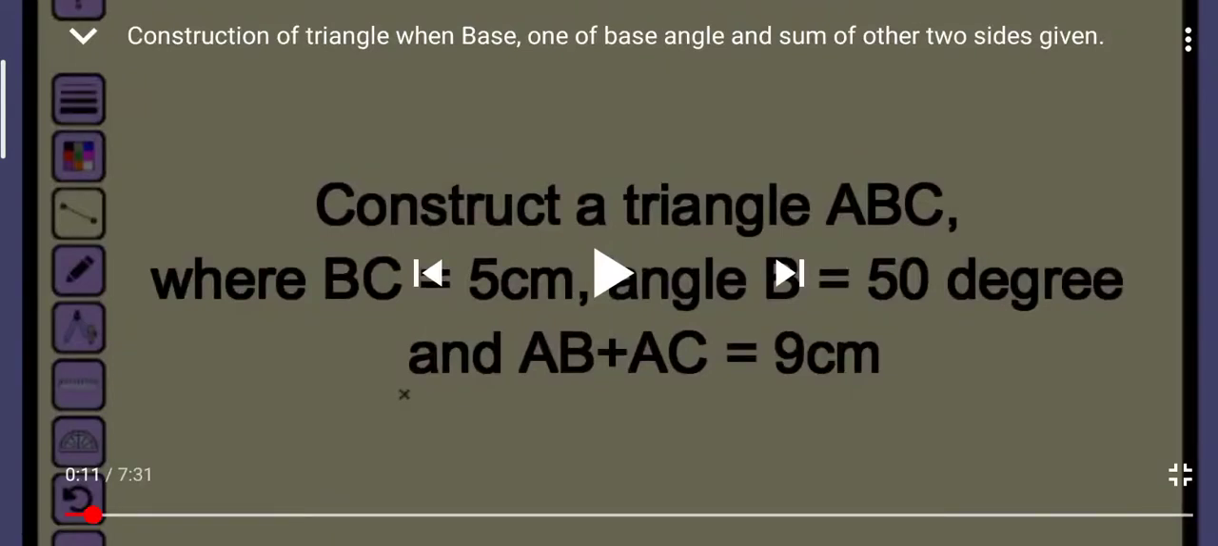Good morning, students. Today I am going to explain to you the construction of a triangle when the base, one of the base angles, and the sum of the other two sides are given. Okay? If in triangle ABC, BC is the base, angle B is given, and the sum of the other two sides is given, then how do we construct the triangle?